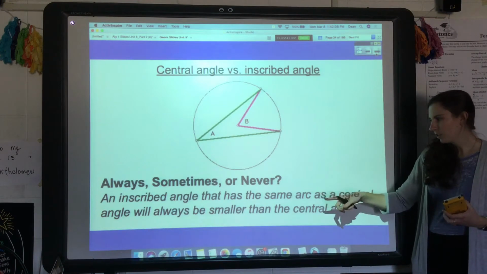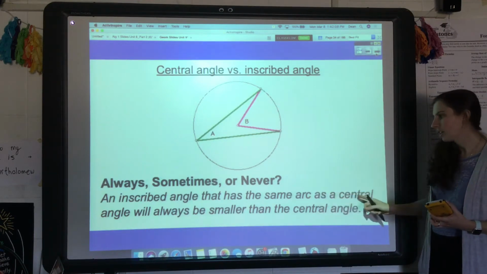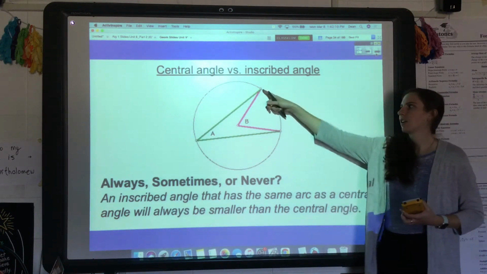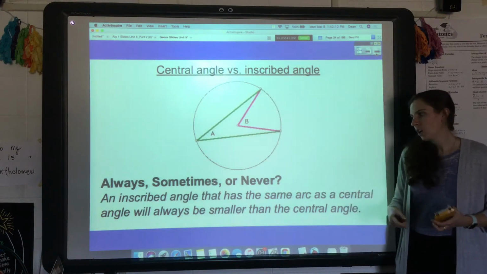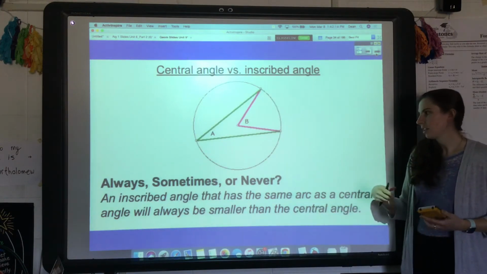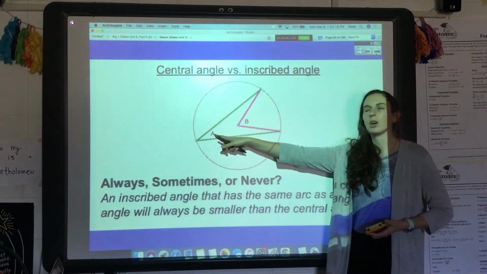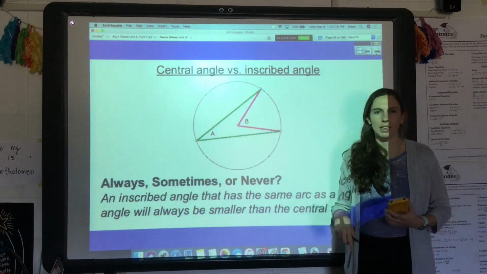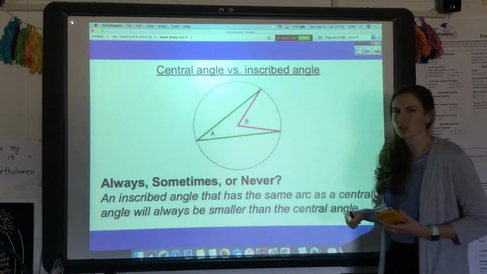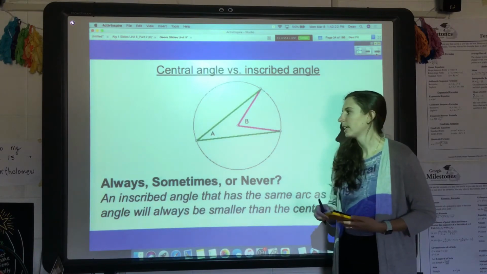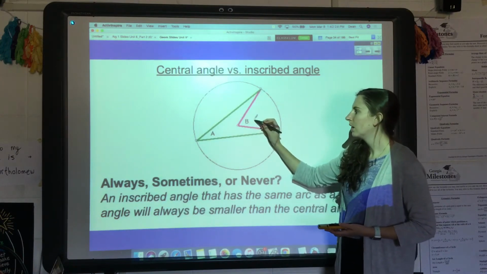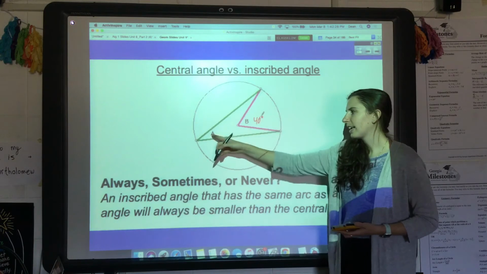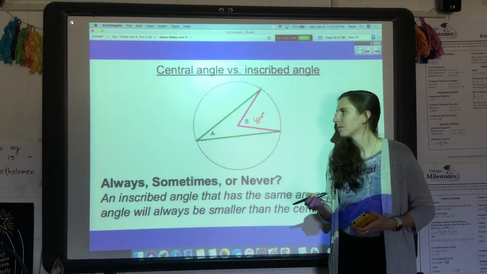An inscribed angle that has the same arc as a central angle, like this, they're on the same arc, will always be smaller than the central angle. Do you think A will always be smaller than B, basically? The answer is true, and how much smaller do you think it is? Like, for example, if B were 40 degrees, what do you think A would be? Just as a guess.